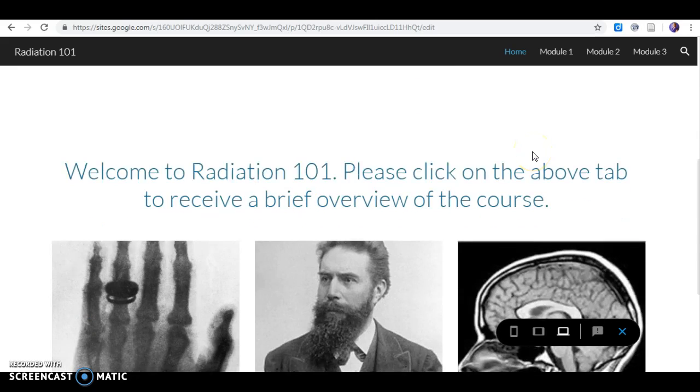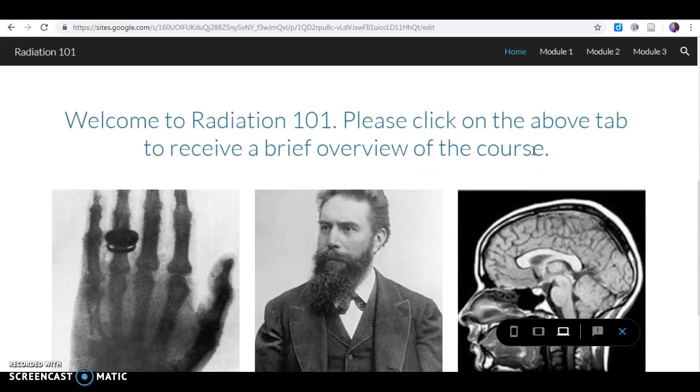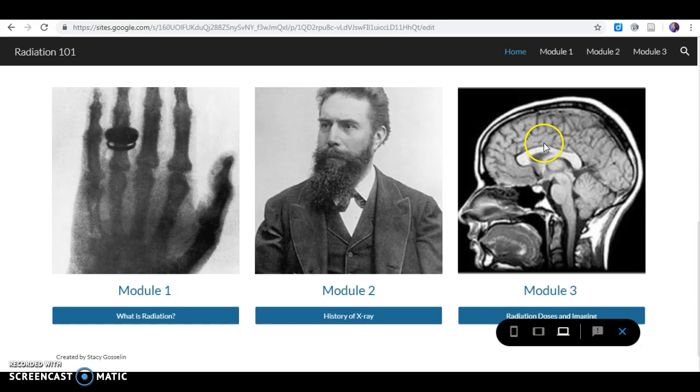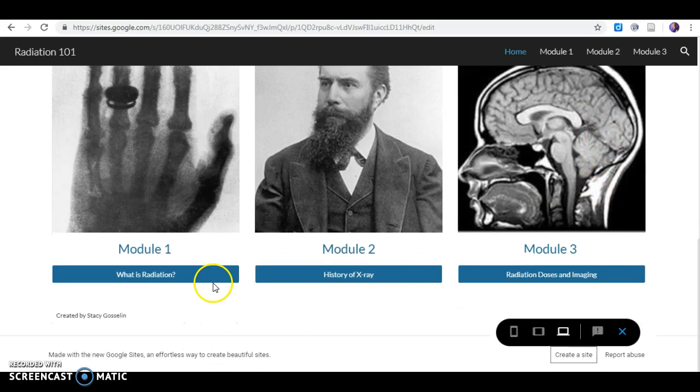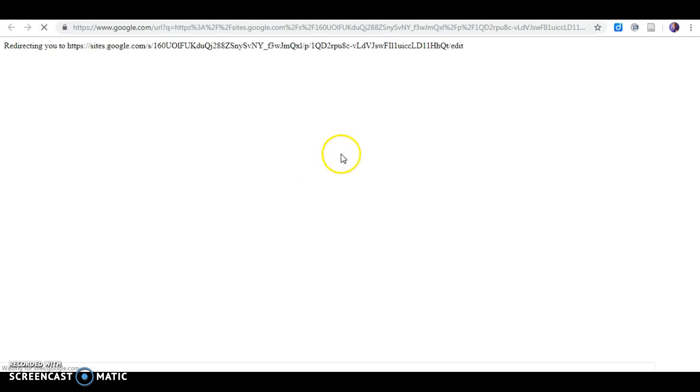As you scroll down the page, you'll see a brief overview of the course. We're divided into 3 modules. Module 1 is What is Radiation, Module 2 is the History of Radiation, and Module 3 is Radiation Doses and Imaging. If you click on the What is Radiation button, it will then redirect you to Module 1, I hope.